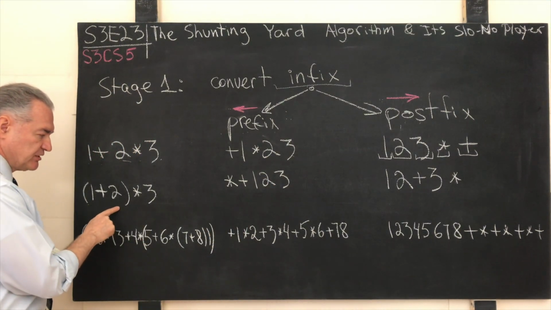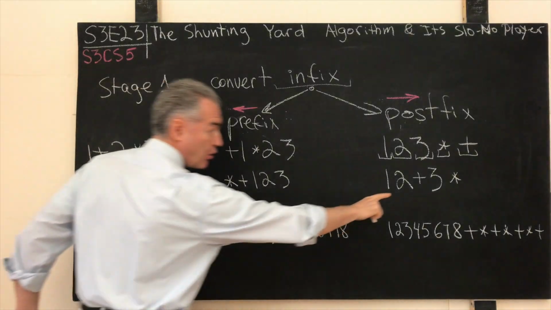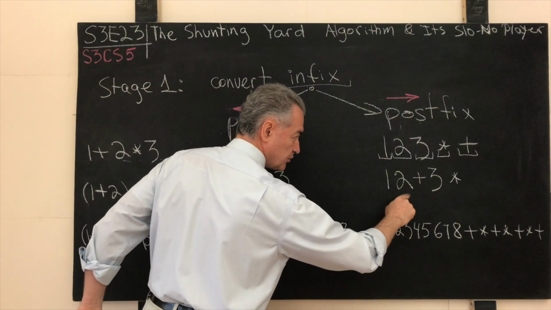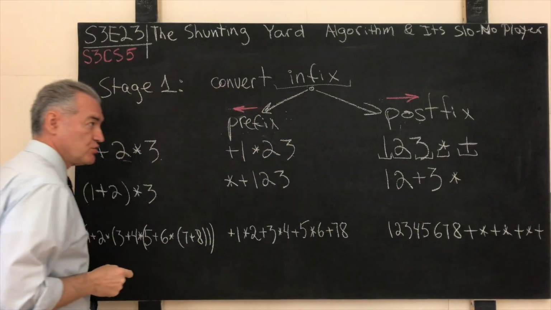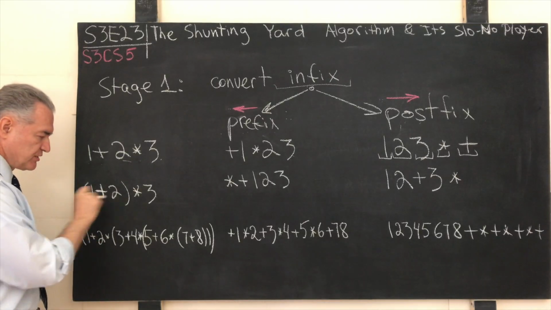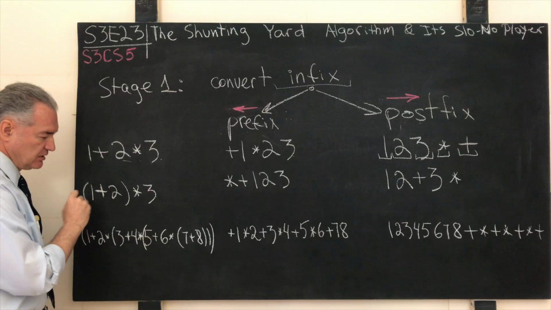Now, the same material in the infix form, parenthesized 1 plus 2 times 3, in the postfix form will look as follows: 1, 2 plus 3 multiply. Again, make sure you understand. I recommend that you go through the same steps, reading this input left to right.